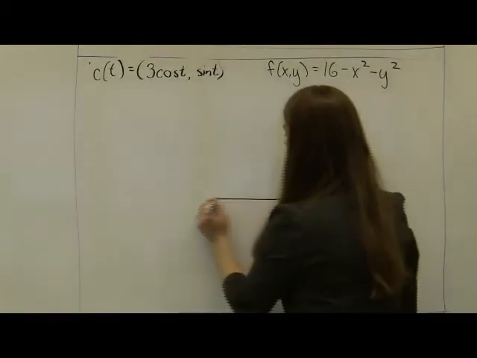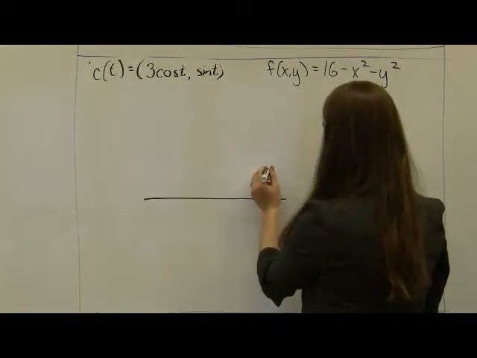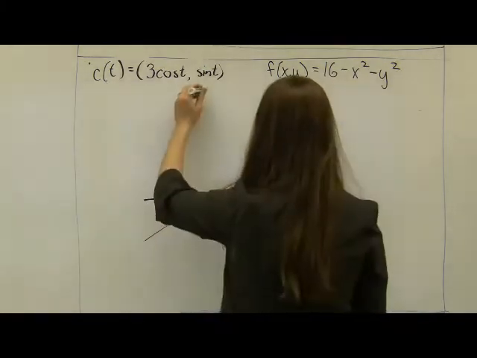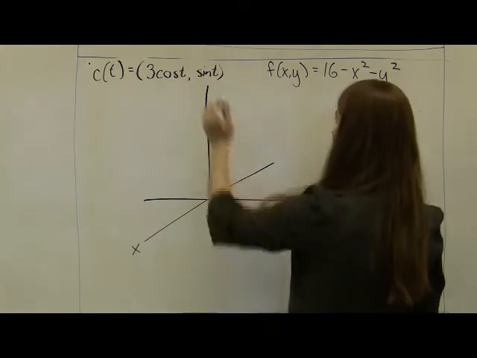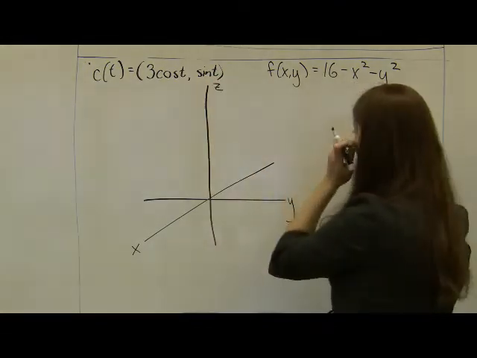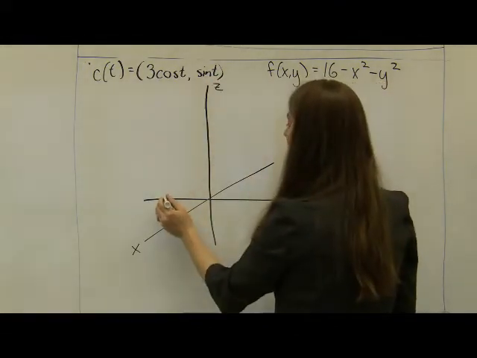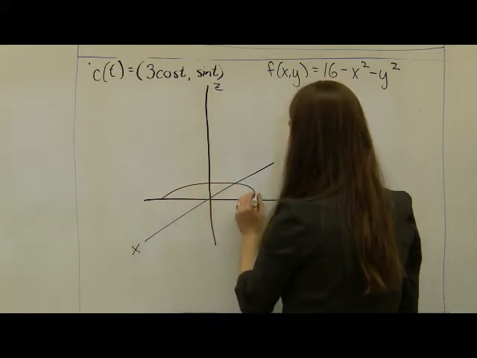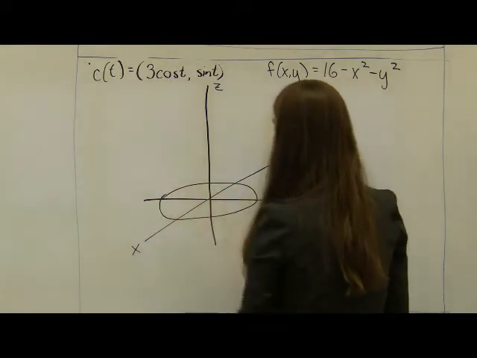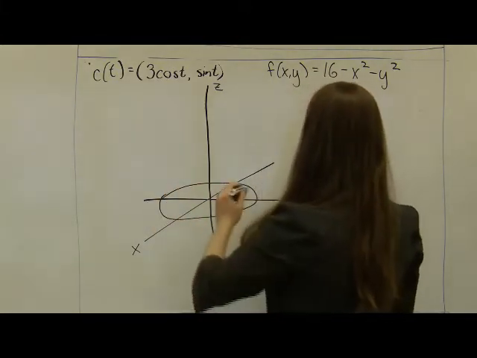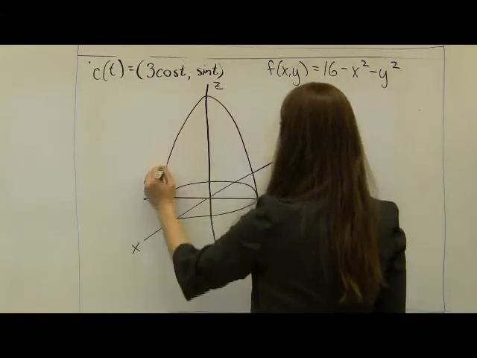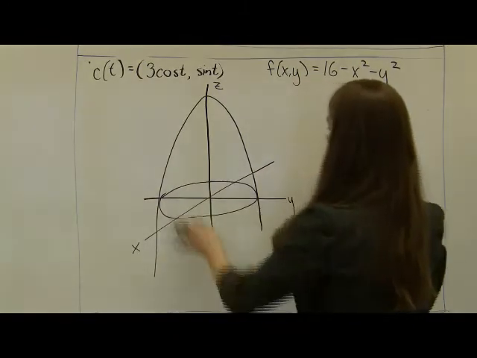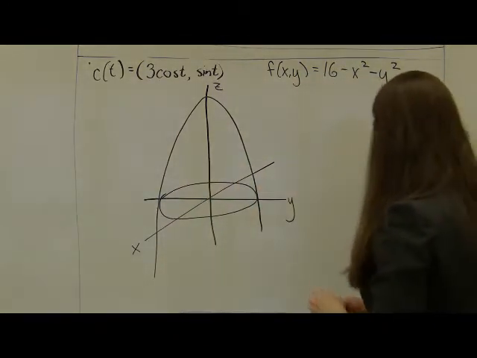So let's take a look at this clean graph. I'm going to set up my axes. Here's my x-axis, my y-axis, and my z-axis. First, I'm going to draw my mountaintop. I know that in the xy plane it has a circle of radius 4, and in the yz plane we have this downward facing parabola. So that's sort of the look of my mountaintop.